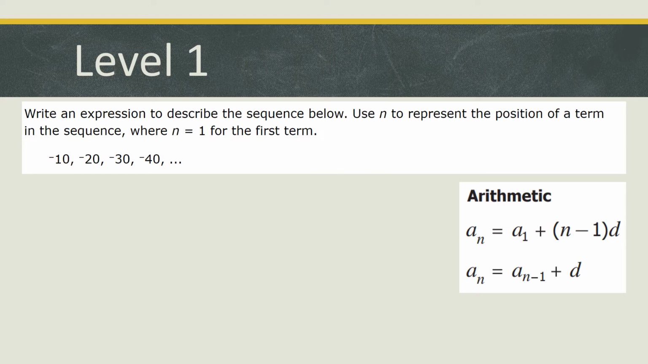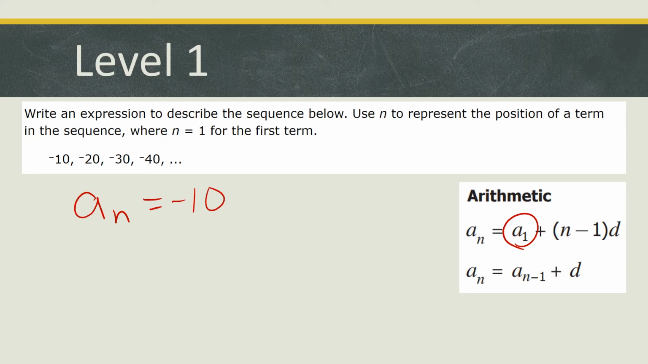So it says, write an expression to describe the sequence below. Use n to represent the position of a term in the sequence where n equals 1 is the first term. So we've got two formulas. Our idea here is that we're going to write an expression to represent the nth term. So A sub n should equal, well, what's it going to equal? We got two choices here. What I would generally do is use the first formula, because I can just go ahead and write A sub 1. In this case, A sub 1 is negative 10, the first term in the sequence.